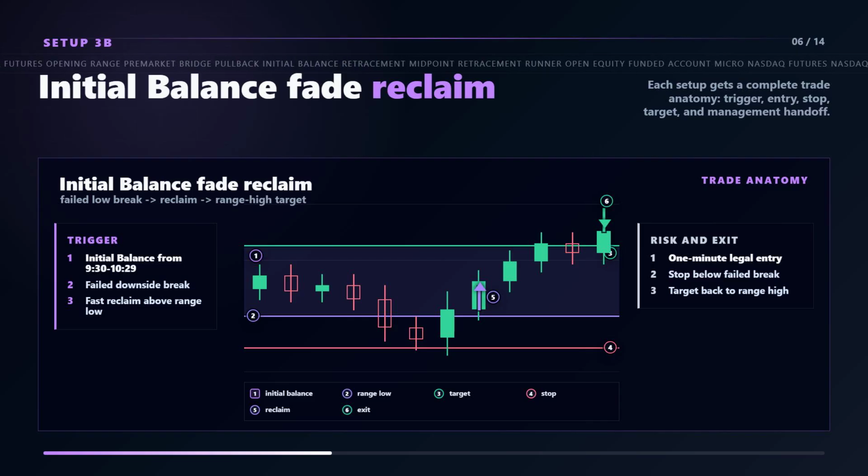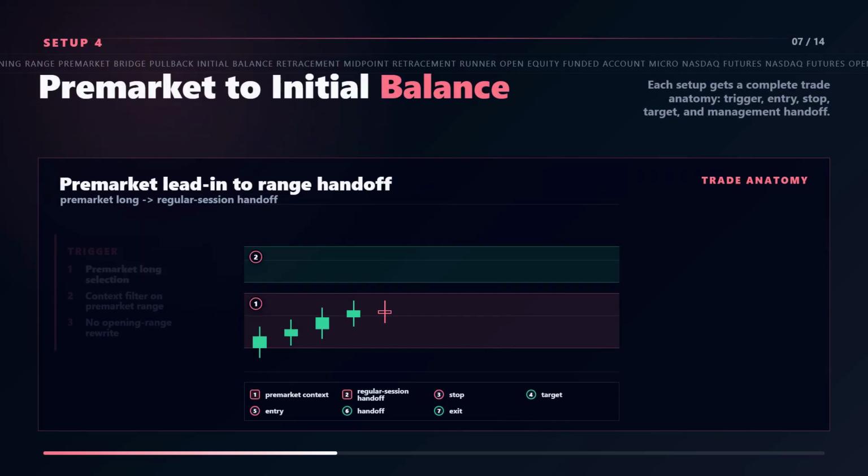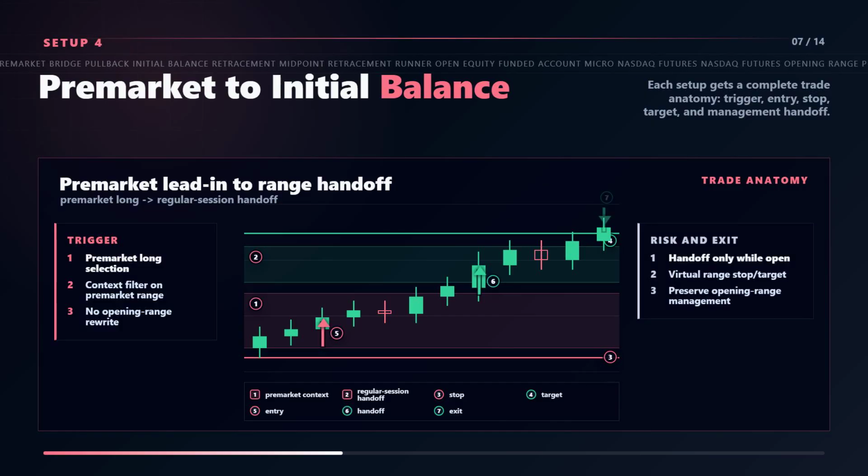high. The pre-market sleeve is a bridge into regular session structure. It looks for a selected long setup before the initial balance is complete. The main criteria are a strong pre-market location, the regular session open near the upper part of the pre-market range, and a 15-minute momentum reading that is not already overextended. If the trade is still open when the initial balance confirms, management can hand off to the range engine.